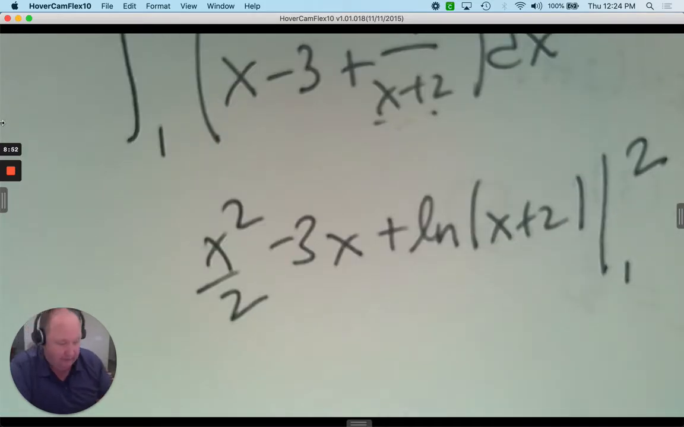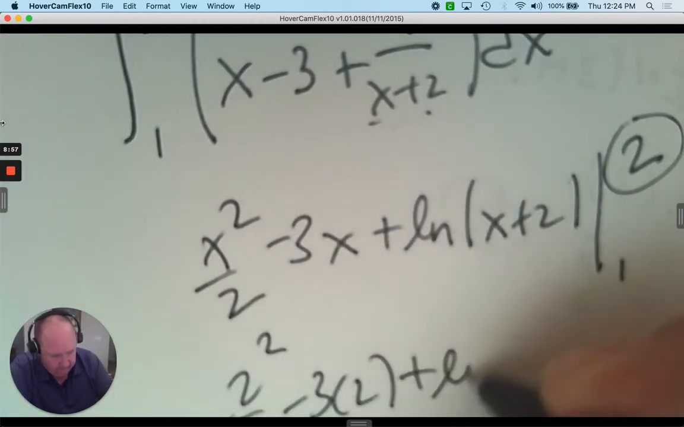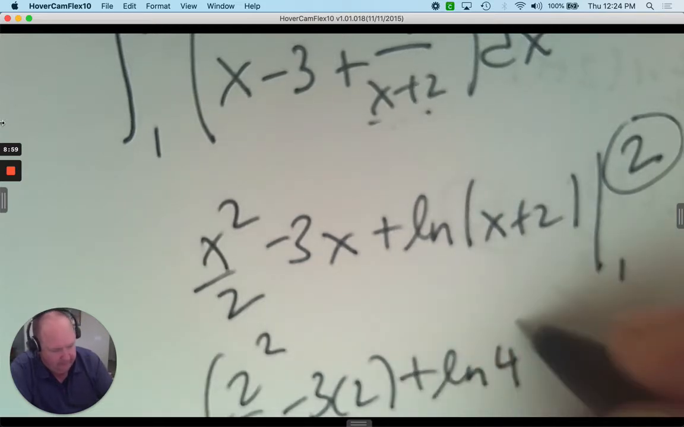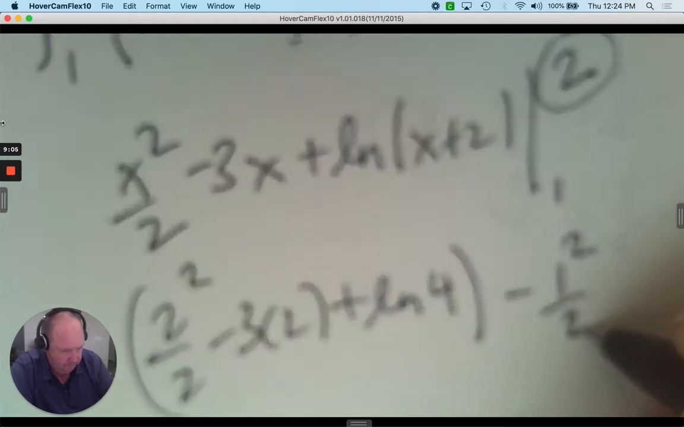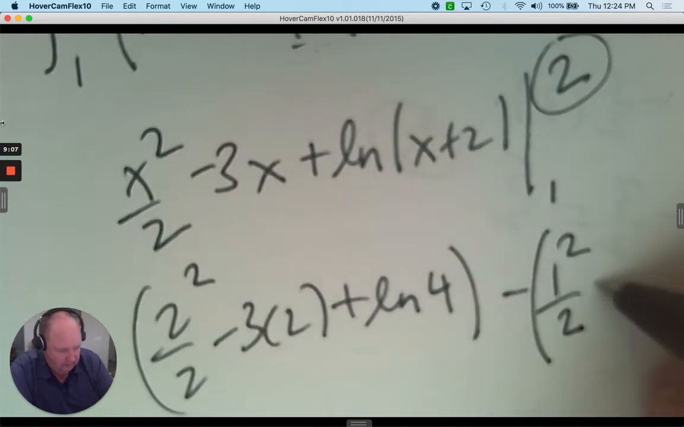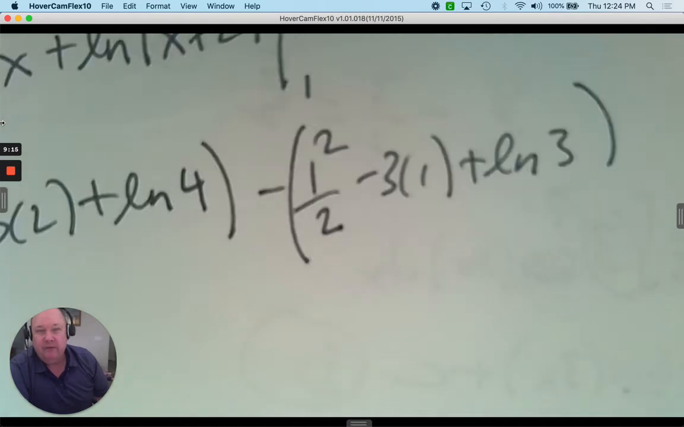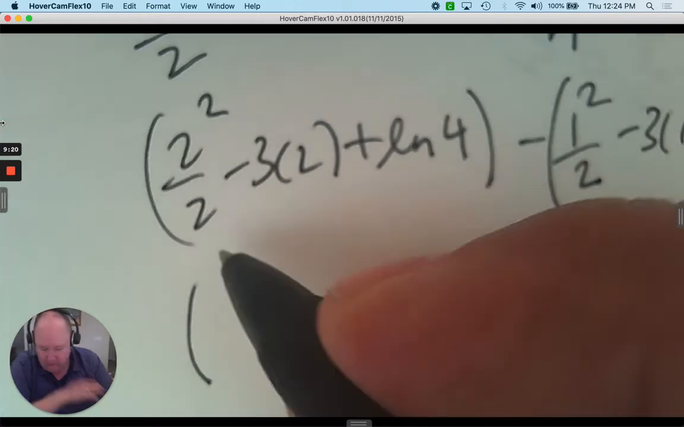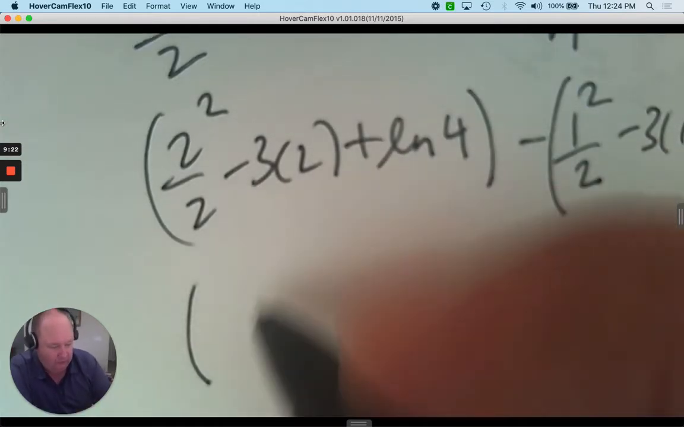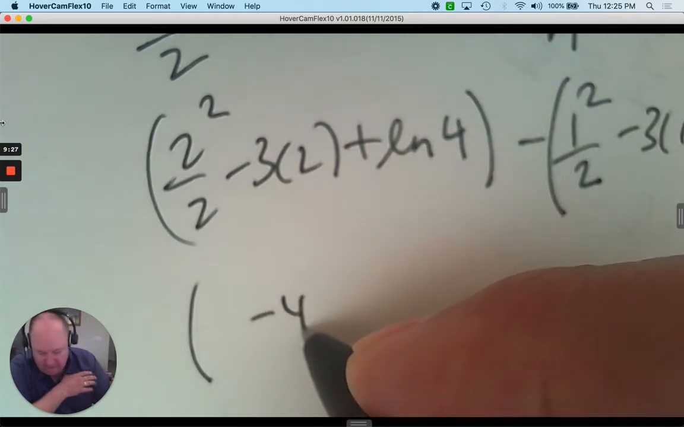So now the next step, I plug in the upper bound first. And then I subtract, and I plug in the lower bound. I'm going to put parentheses there because you got to combine first and then subtract. So this is what I have so far. Now I'm going to start simplifying this. So 4 divided by 2, I got it. That's 2 take away 6. So that's negative 4 plus ln 4.